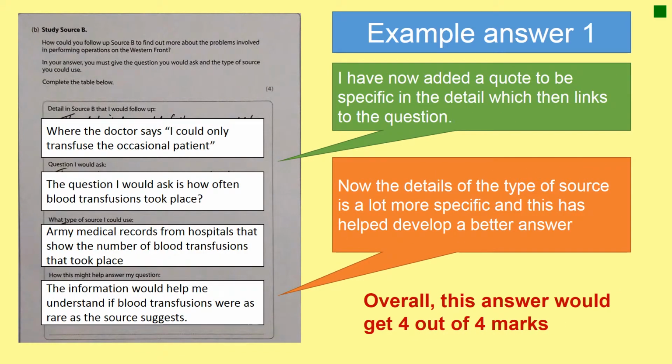So here's a better answer, where the detail says I could only transfuse the occasional patient. So I'm going to get 1 mark for that. I've selected a detail. I'm still keeping that same quote. I'm being more specific here. The Army medical records from hospitals that show the number of blood transfusions that took place. That's going to be a bit more detailed. I could have made it even more detailed by saying it's talking about being on the Western Front. And the information would help me understand whether they were as rare as they suggest. So that would get that.